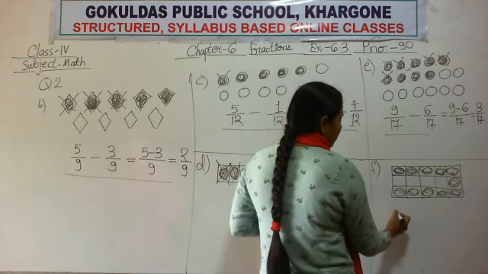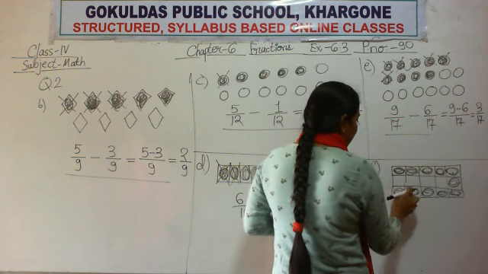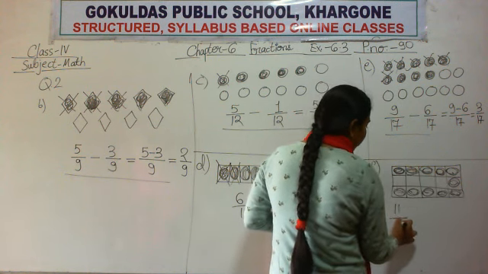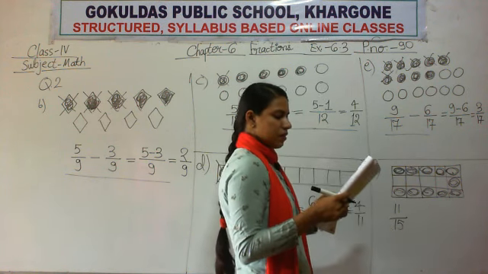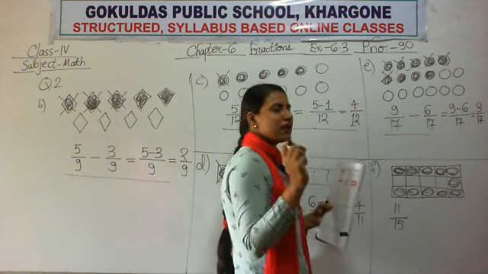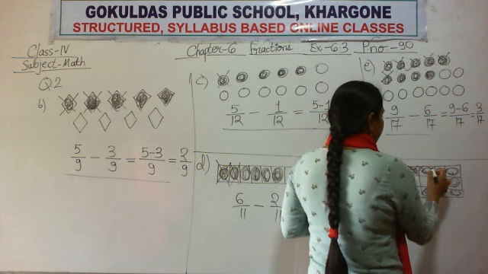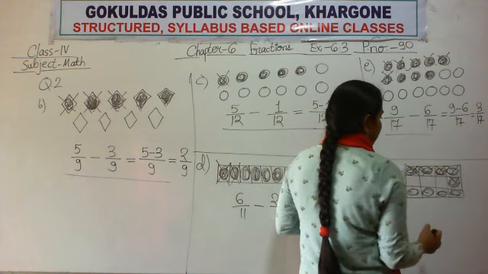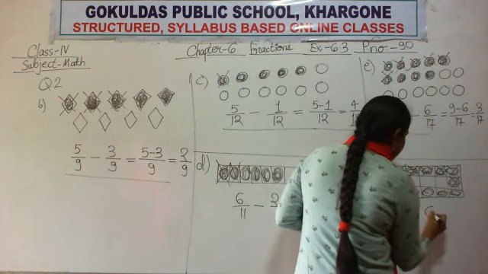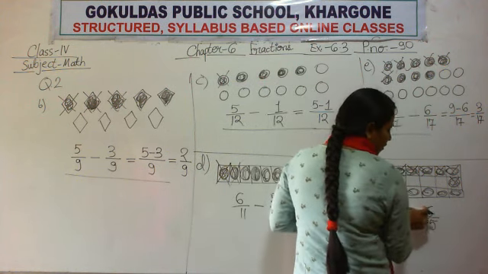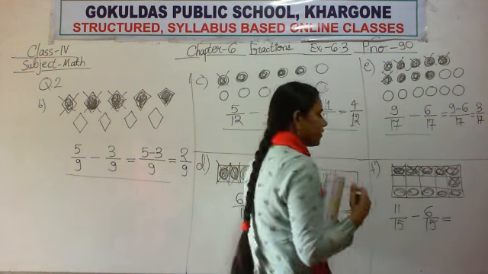Yes, we can write. 1, 2, 3, 4, 5, 6, 7, 8, 9, 10, 11. 11 are shaded out of 15, means 11 upon 15 is the fraction. Now count how many colored boxes are crossed. 1, 2, 3, 4, 5 and 6. 6 boxes are crossed. So we subtract 6 out of 15. Sorry, 6 upon 15.